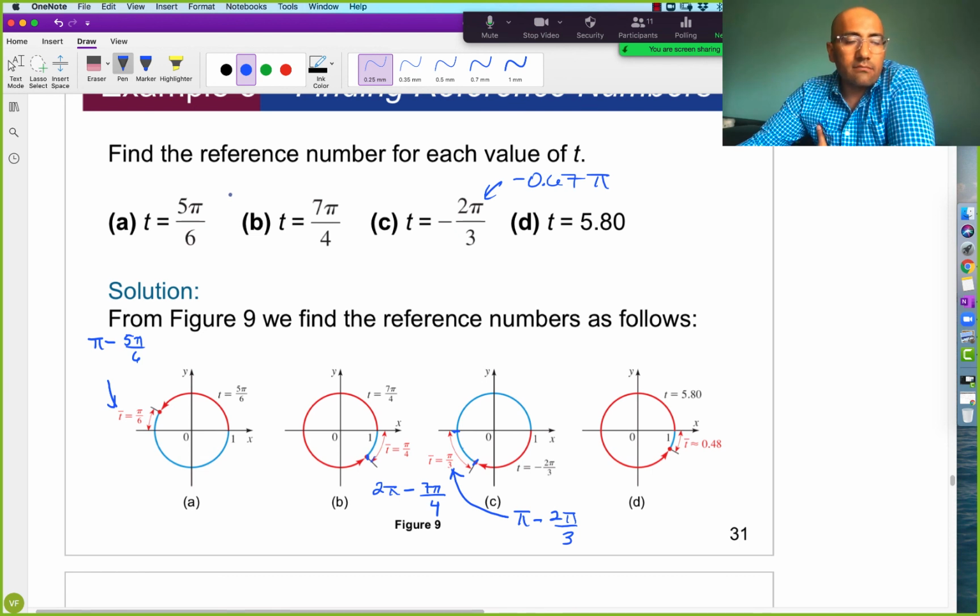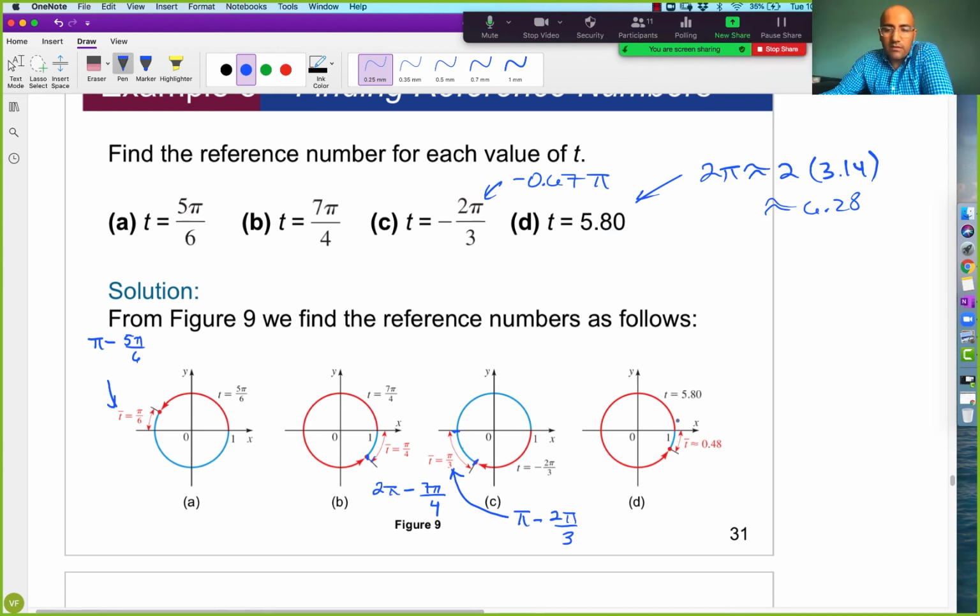Now, often we see these distances in multiples of pi. Same with radians, we see it in multiples of pi, but it doesn't have to be. It could just be a number, 5.80. Remember that one full lap all the way around is 2 pi, where pi is approximately 3.14. So one full lap is approximately 6.28. So 5.80 is almost one complete lap, not quite there, and there's a little gap that's missing. So this value will be 6.28 minus 5.80, which gives you 0.48. Any questions on all that?